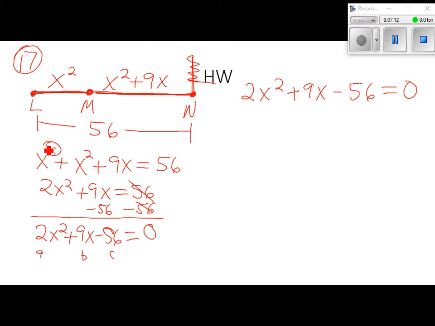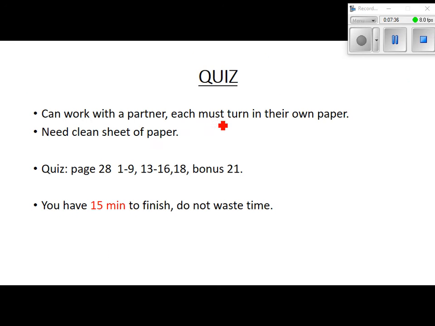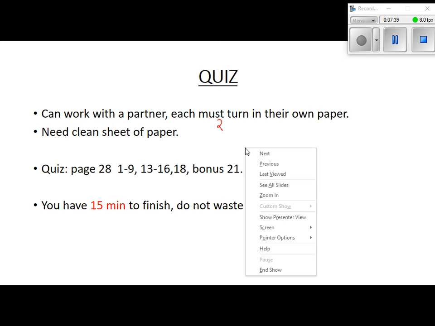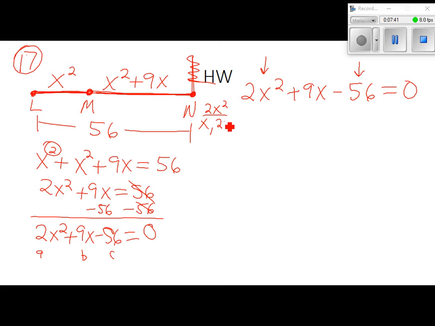I'm going to factor this. When you factor it, you look at the first term and the last term. What are the factors of 2x squared? What times what will give you 2x squared? X and 2x. X times 2x gives you 2x squared. That's the only factors. That's all 2x squared will break into.